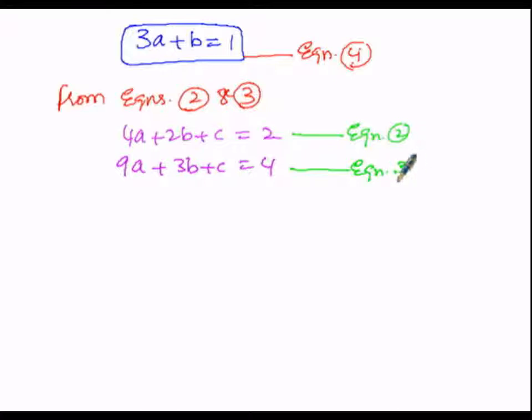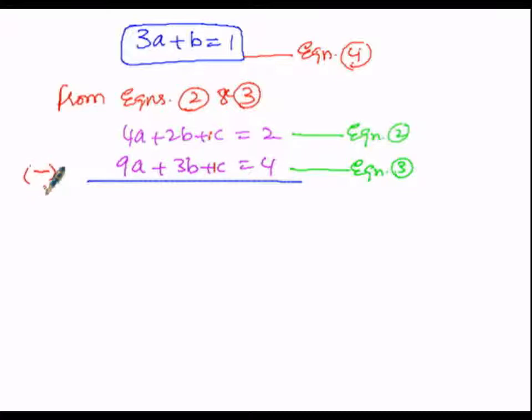So, here we are going to simplify these two in order to eliminate c, just as in the fourth equation we have eliminated c. In a similar manner we have to eliminate c in equations 2 and 3. Here c is positive with coefficient 1 in both. In order to eliminate it, positive must become negative, so we have to subtract.